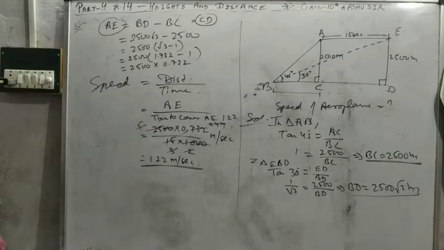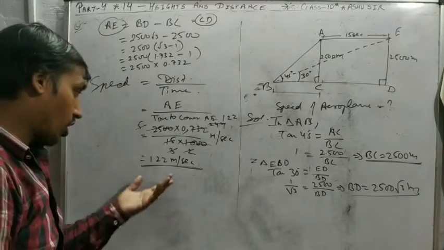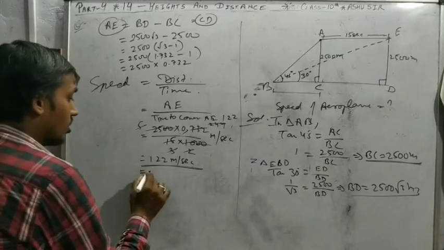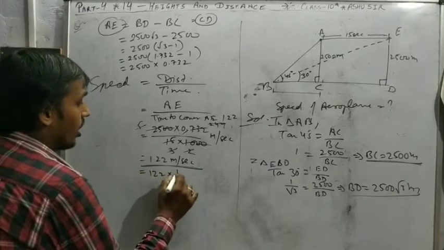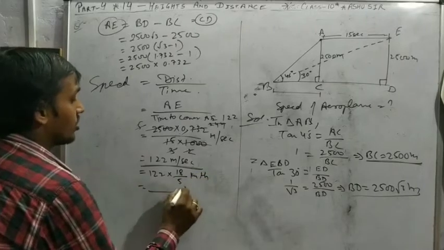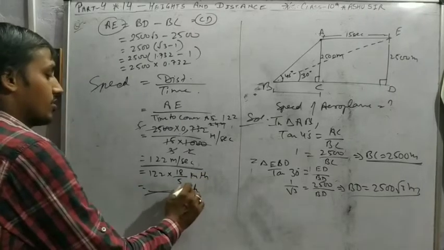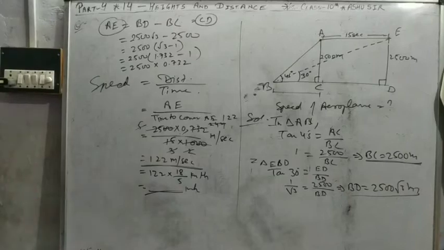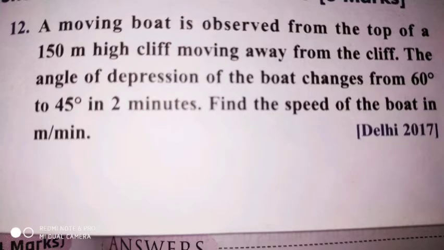Okay? Then if you convert into kilometer per hour, so 122 into 18 upon 5 kilometer per hour, you can simplify yourself and find the answer. Okay? Pause the video and note down. So let's take the next question.